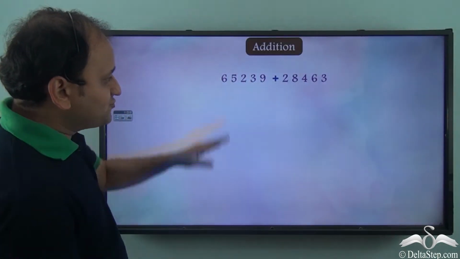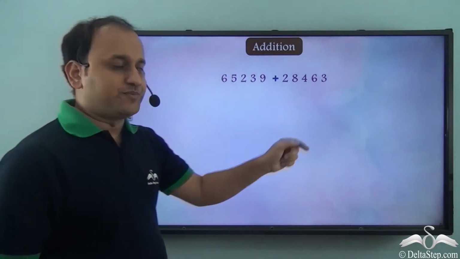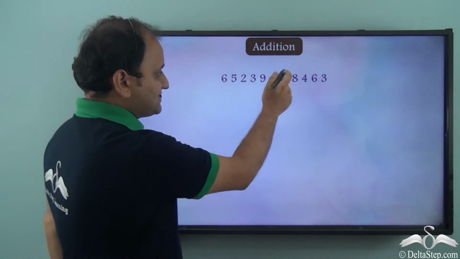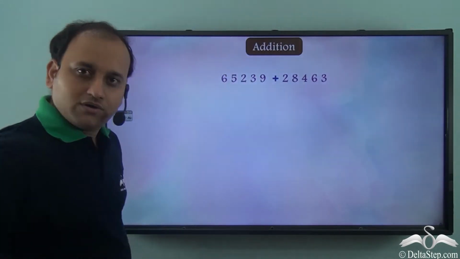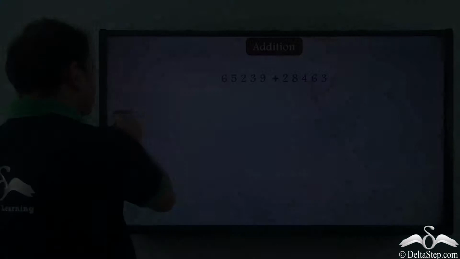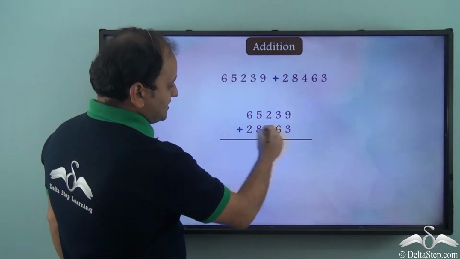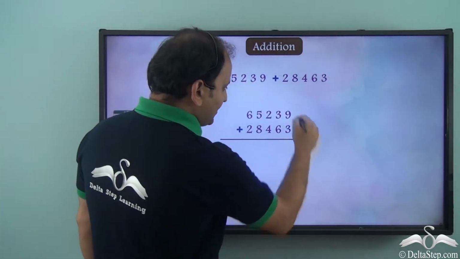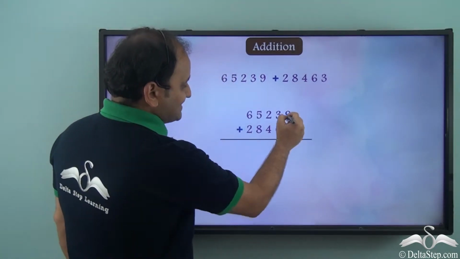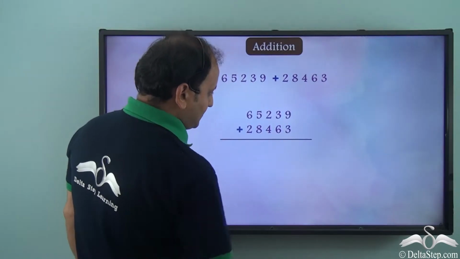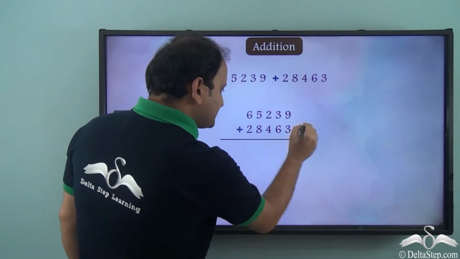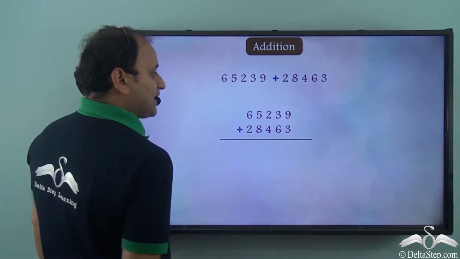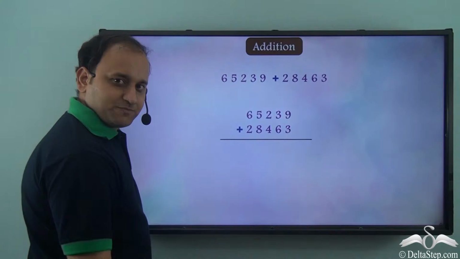Now again we have two 5-digit numbers and we have to perform addition. So how do we do it? First of all, we'll place one number below the other. So this is how we place these two numbers. So you will notice that we have placed 3 below 9 because 9 is in the units place for this number and 3 is in the units place for this number. So we have placed 3 below 9 and both are in the units place.